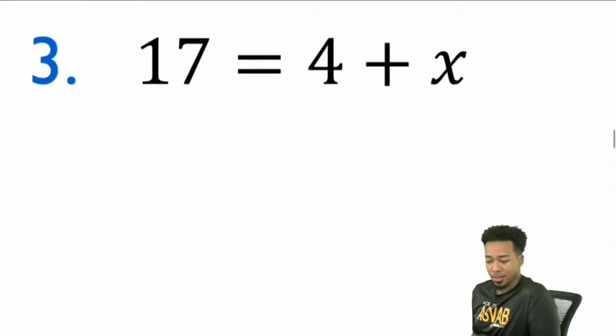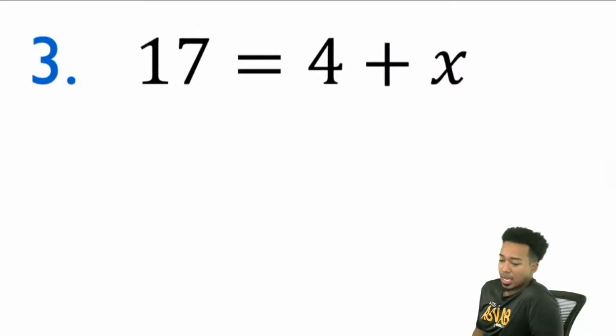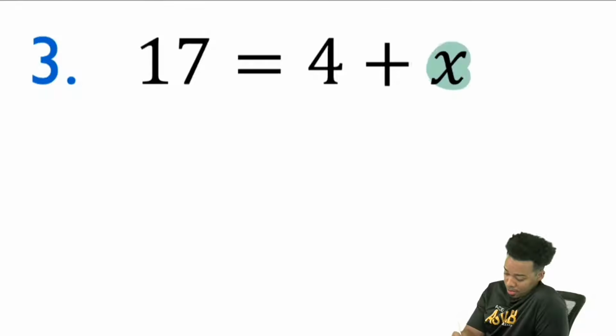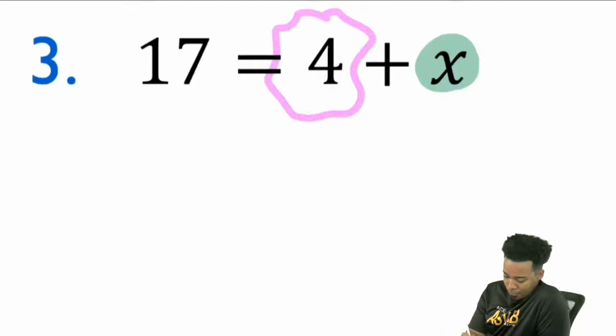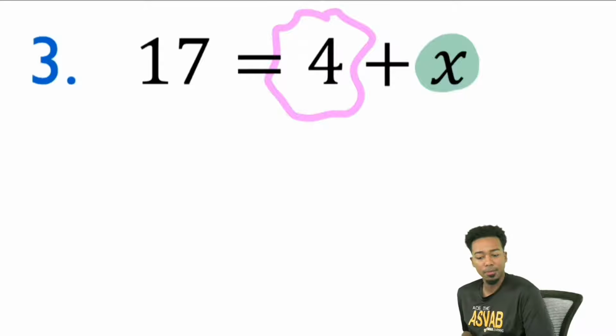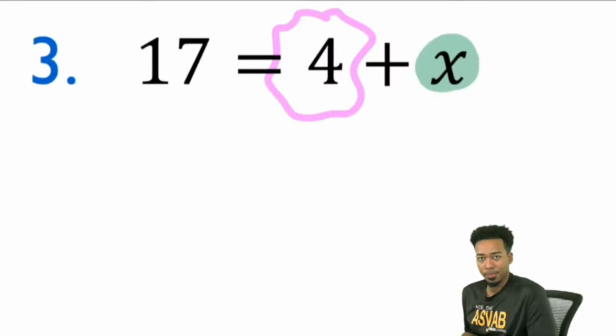Number 3 here, I'm taking a look at this one and I'm saying, hey, okay, I see that I have my X right here, right? I got my X right there. I don't see an operation here in front of that 4. It's kind of weird, right? I don't see an operation in front of that 4. Now, here's the thing, everybody.